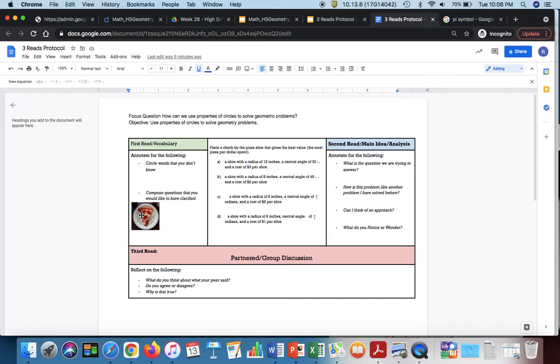My second read would be, what is the question we were trying to answer? And this is what they're thinking about as they're rereading it for a second time. How is the problem like another problem I have solved before? Can I think of an approach? And what do you notice or wonder? And we're really inviting thinking versus just saying answers with this second read. And then with your partnered and group discussion, right, as students are talking about it, what do you think about what your peers said? Do you agree or disagree? And why is that true?